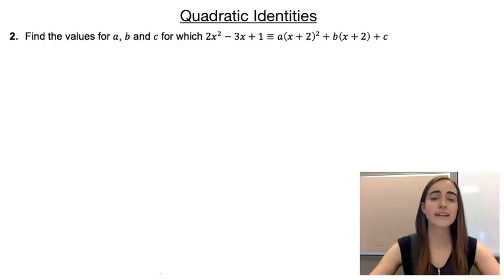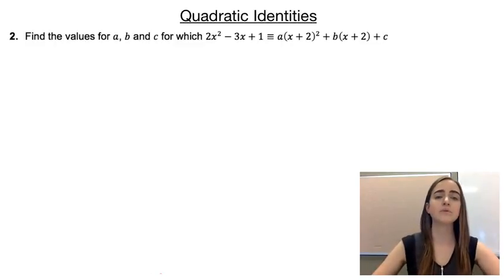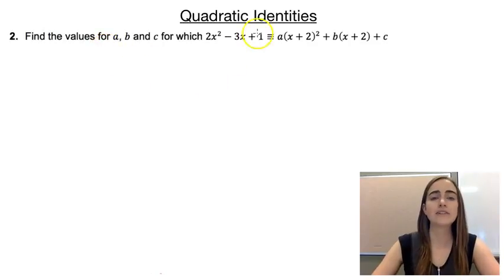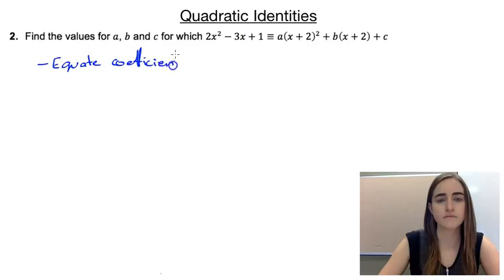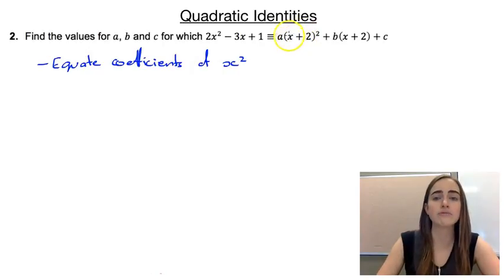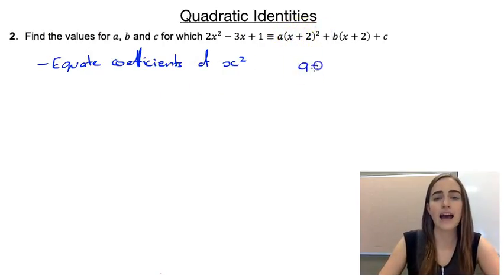So I want to have just another look at that second method of doing things with a different example. Find the values of A, B and C for which 2x squared minus 3x plus 1 is equal to A outside of x plus 2 squared plus B outside of x plus 2 plus C. So first thing we're going to do is equate coefficients of x squared. Now we know again that our x squared term is going to come from this expansion, so that's going to give us that a is equal to the coefficient of x squared here, which is 2. So that's our first value.